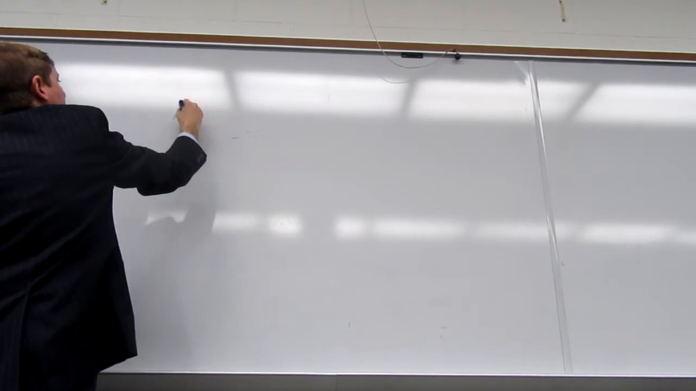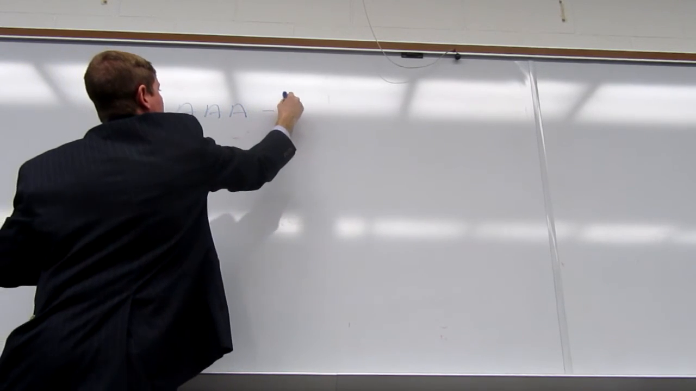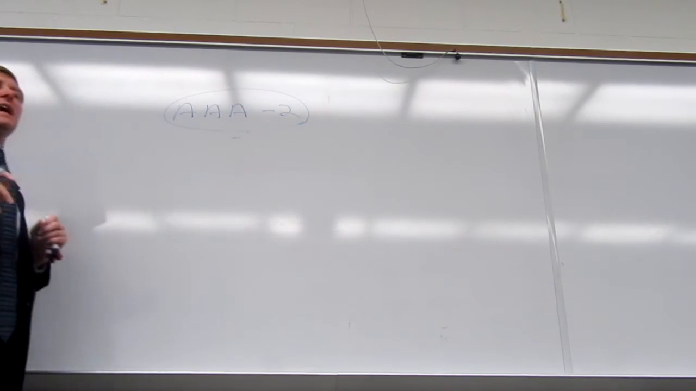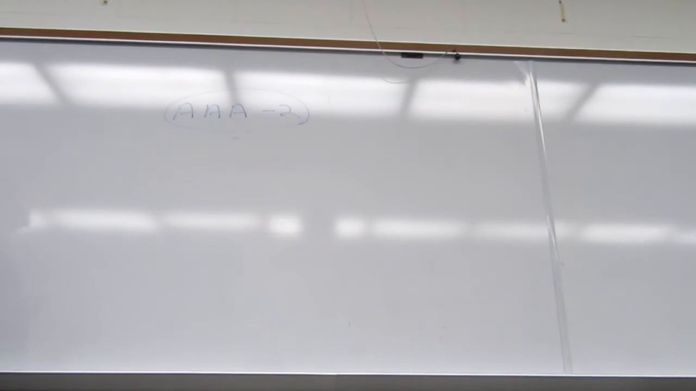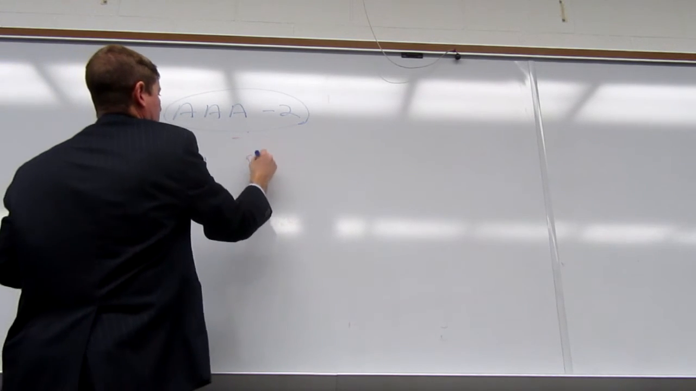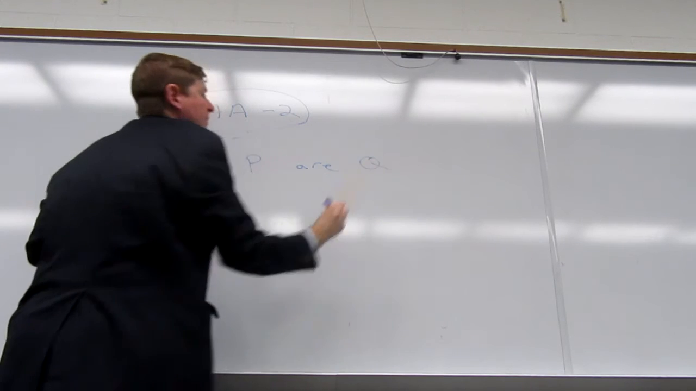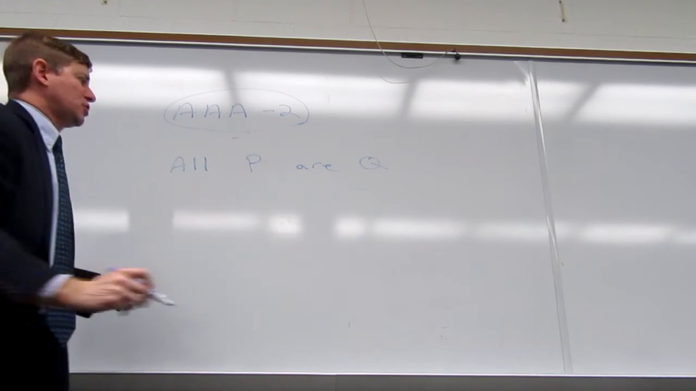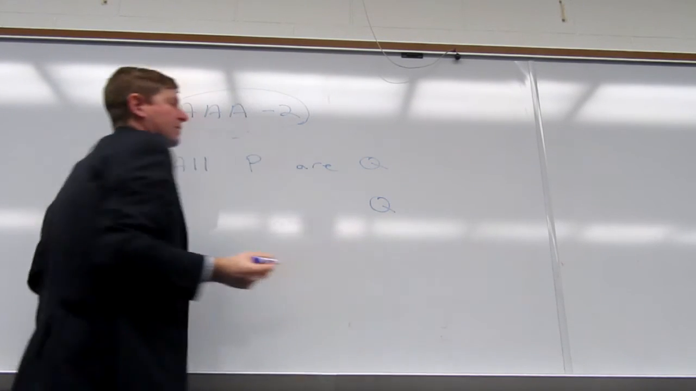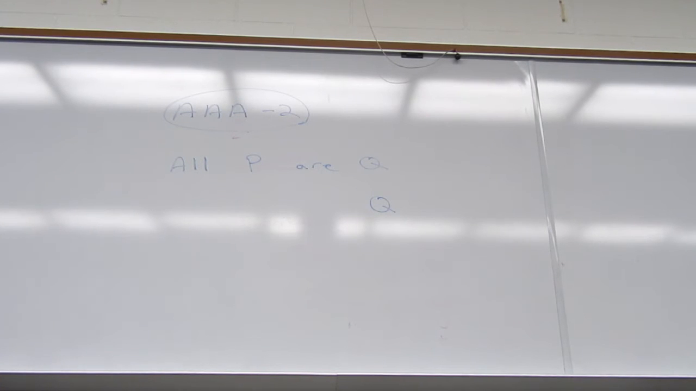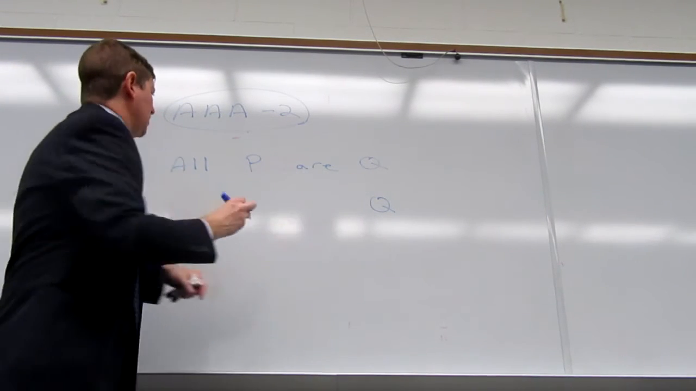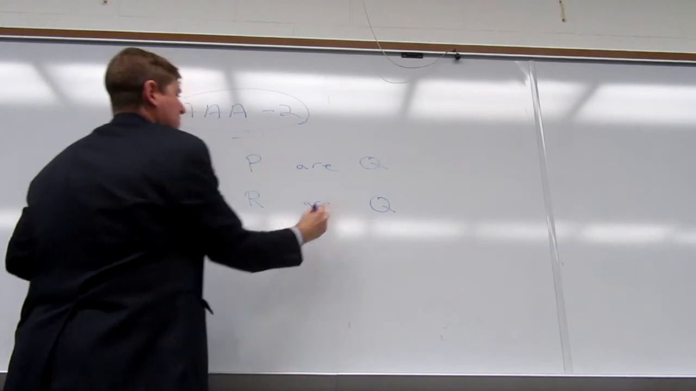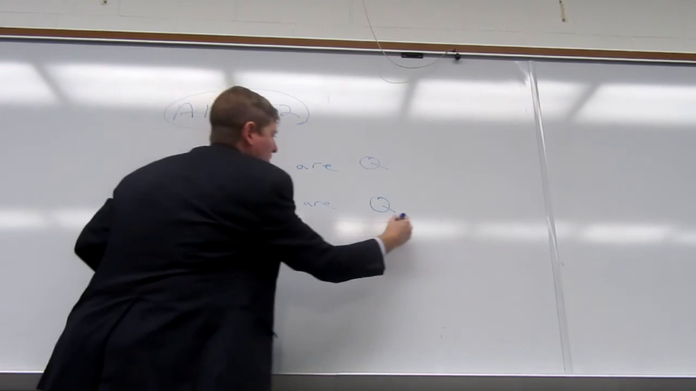Moods and figures are easy. I'll give you one. Suppose someone gave you an AAA2 syllogism. Now let's write it out. If my first premise is all P are Q, and I know my figure is figure 2, I know from memorizing my figure chart that Q will be my middle term, and because my second statement is also an A, it will look like this.